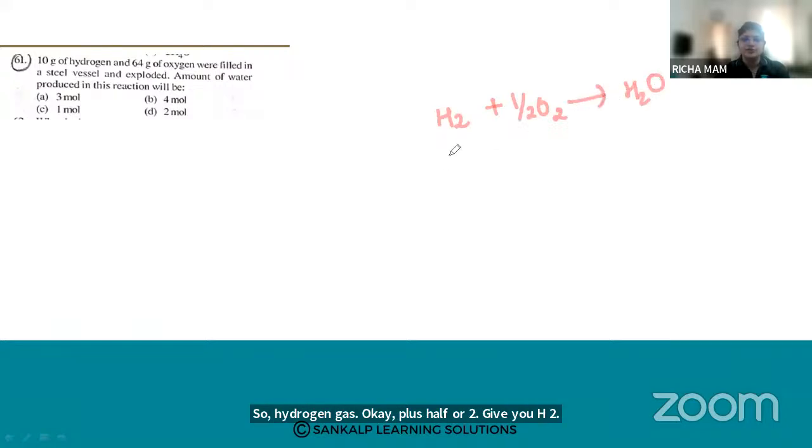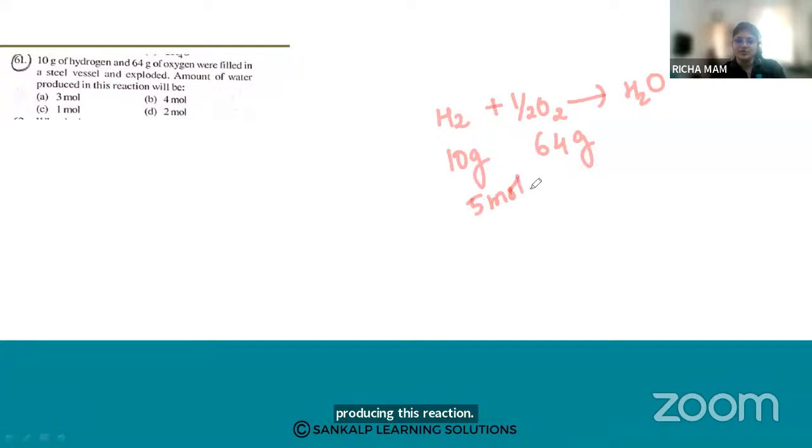Okay, let us see. Hydrogen gas plus half O2 gives you H2O, right? For 10 grams, how many? 64 grams of oxygen were filled in a steel vessel and exploded. How much water was produced in this reaction? 10 grams of hydrogen means it is 5 moles. And 64 grams means it is 2 moles of oxygen.